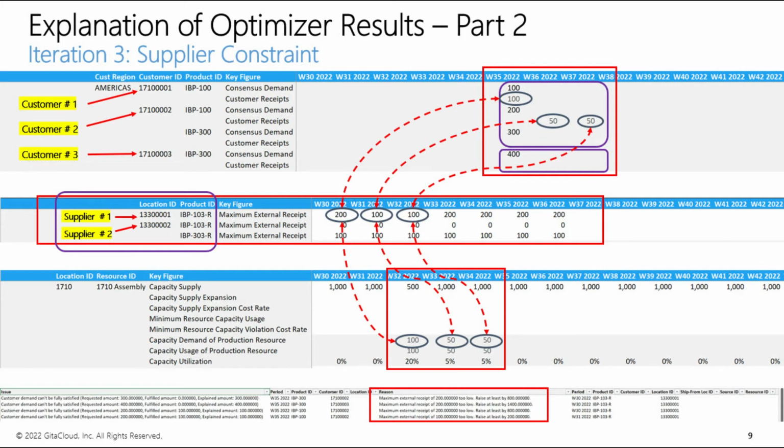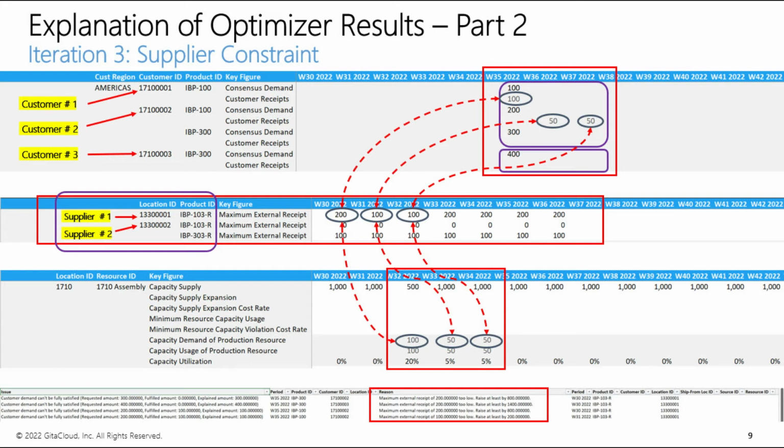Let's review the planning results. Demand of 100 units for Customer 1 is satisfied on time in full. Customer 2 has a demand of 200 for IBP 100. This can now only be fulfilled partially and late. 50 units are late by 1 week, and another 50 units are late by 2 weeks.